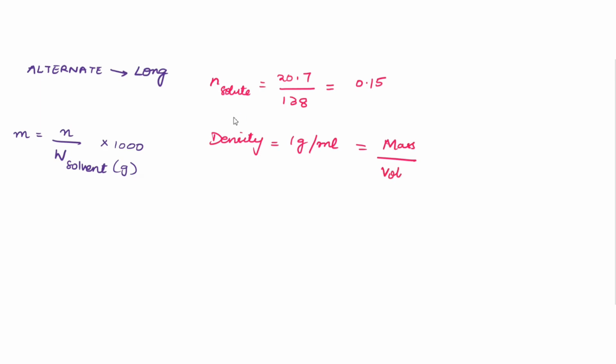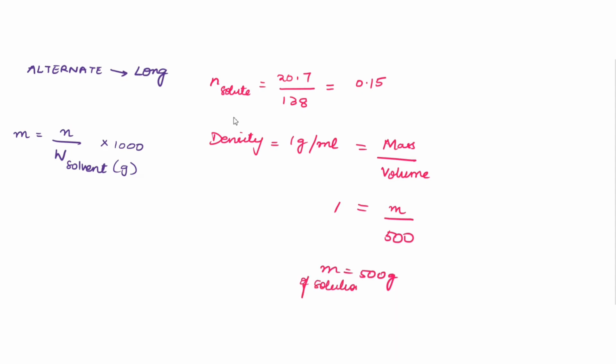So 1 is equal to m by 500, and the mass of the solution is 500 grams. Remember, it is the solution, because in the question they gave the volume of the solution as 500 ml. So from this density formula we can find the mass of the solution. Now it is time to find the mass of the solvent.